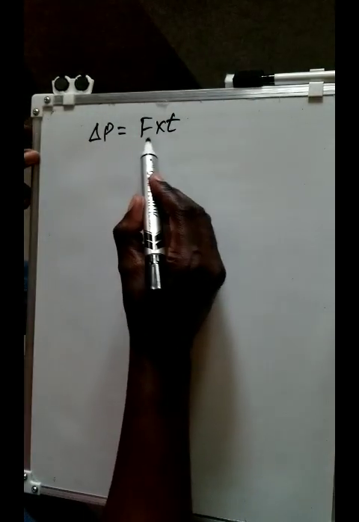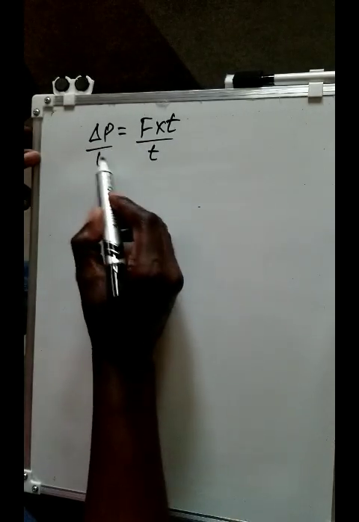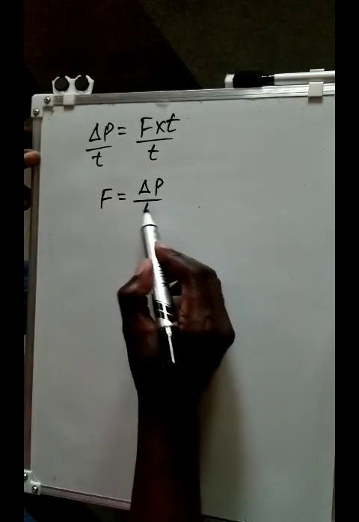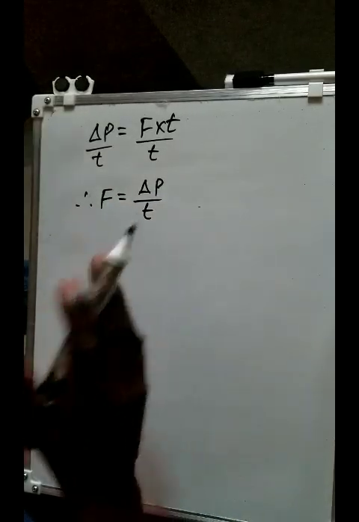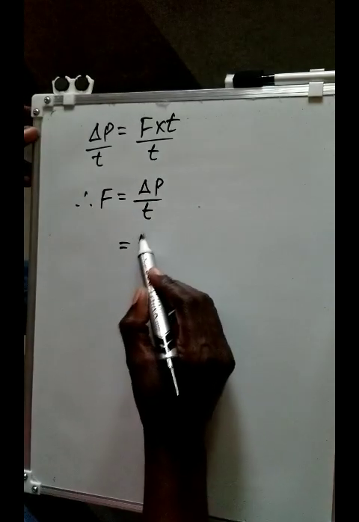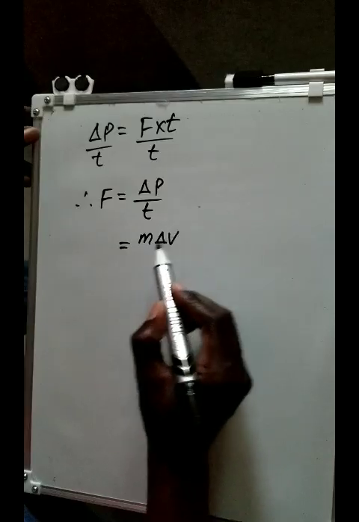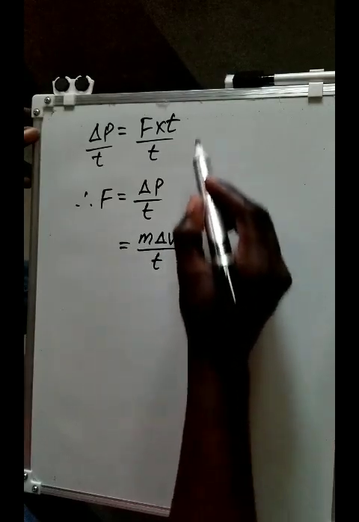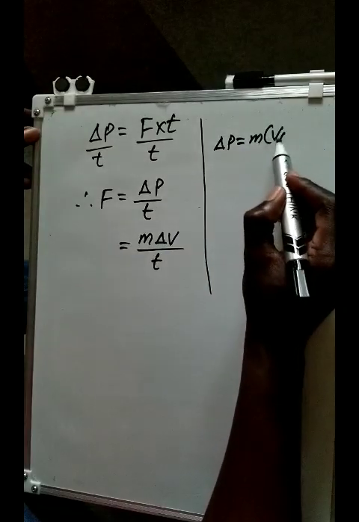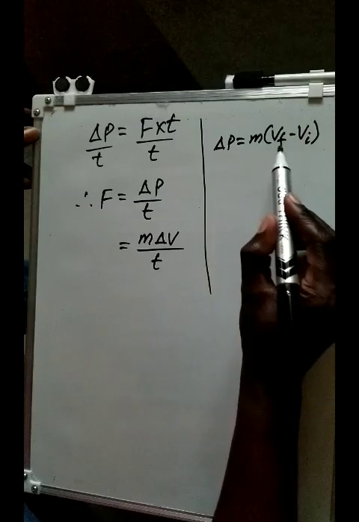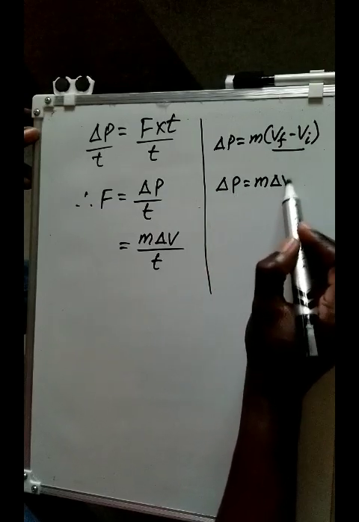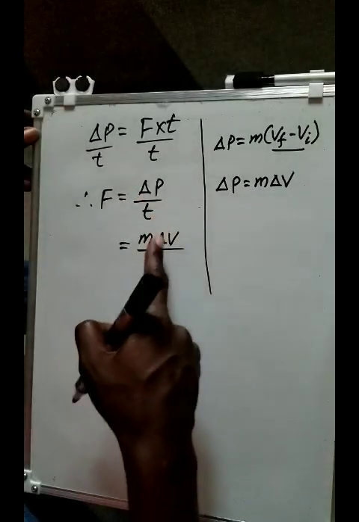I can make F the subject of the formula by dividing by t on both sides, meaning that force will be equal to change in momentum divided by time. So you can see we can find the force acting on that object. But remember, change in momentum is equal to mass multiplied by the final minus the initial velocity, which I actually represented by change in velocity, delta v. This is what I've just done there.